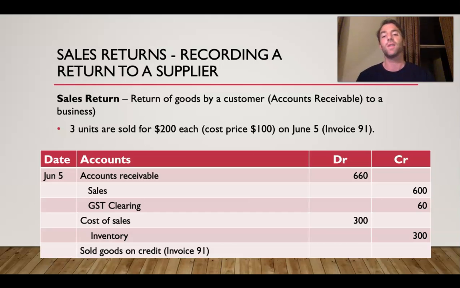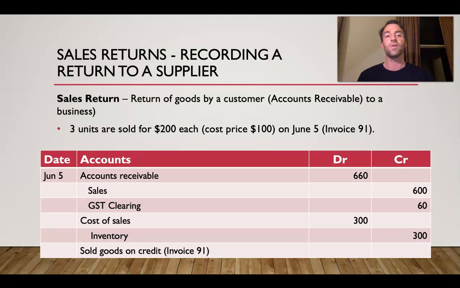We have GST here. It doesn't specifically say that, but we know all transactions have GST, and GST here has gone up by $60 because there is $20 of GST on each unit. 20 times 3 is 60. We have received GST in this transaction. That means our liability to the government has gone up. A liability going up is a credit. We always consider GST to be a liability.